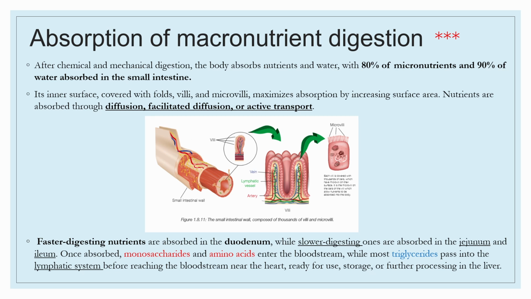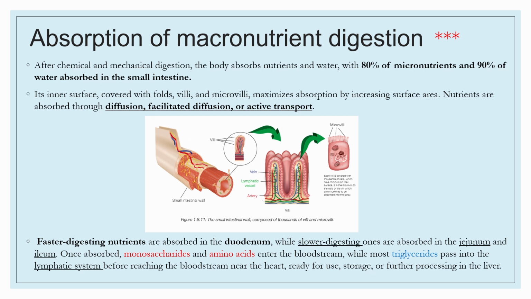And with greater surface area comes greater absorption of nutrients through diffusion, facilitated diffusion, or active transport. Depending on the molecules, they may be carried from these villi into the bloodstream through diffusion, facilitated diffusion, or active transport mechanisms. Faster digesting nutrients are absorbed in the duodenum, while slower digesting ones are absorbed in the jejunum and the ileum.